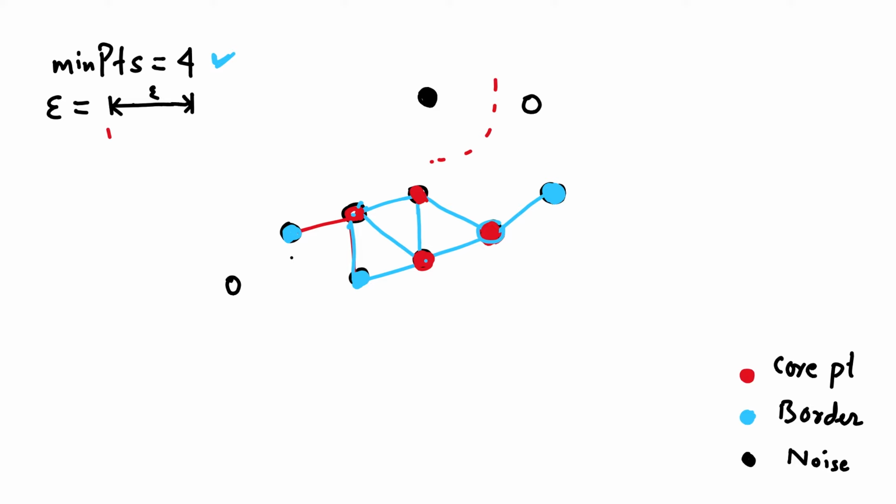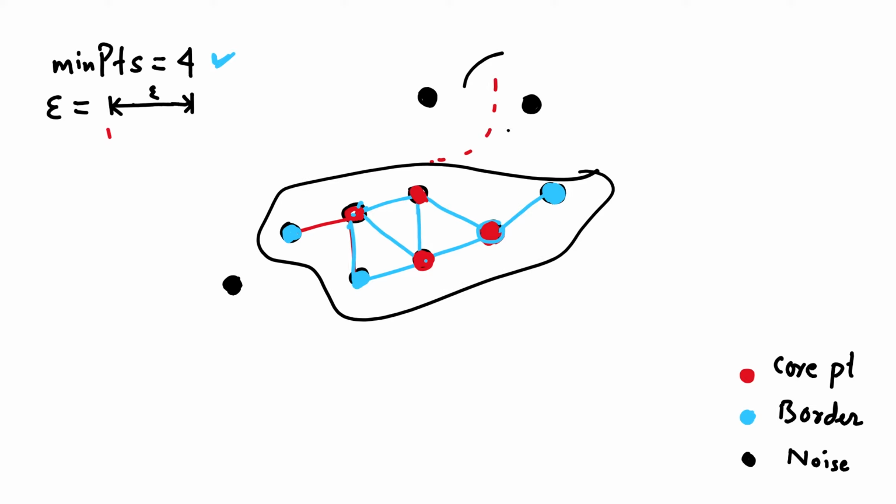Now we move to the next unvisited node, let's say here. Again, this is not connected to any point, so it's noise. The next unvisited is this, and this is also noise. So this is one cluster, and the other 3 points are noise.